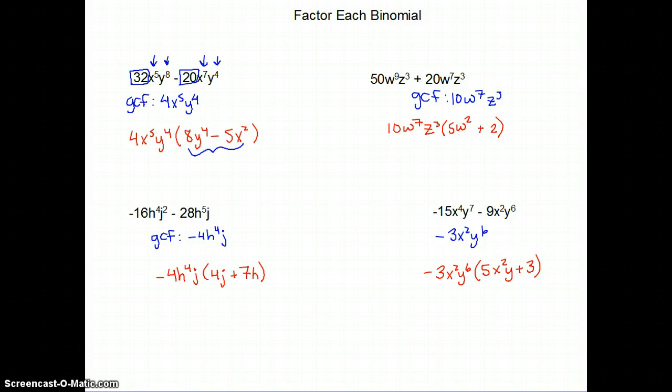For the second, your greatest common factor should have been 10w to the 7th z to the 3rd. Factoring that out, you should have had 5w squared plus 2 in parentheses. Third, down to the left, remember that you must have a positive leading coefficient. Since this is negative, I made sure I took out a negative in my greatest common factor. So I have negative 4h to the 4th j, leaving me with 4j plus 7h in parentheses. And to the right, again in my greatest common factor, I took out a negative to make the leading coefficient positive. So taking out negative 3x squared y to the 6th left me with 5x squared y plus 3 in parentheses.